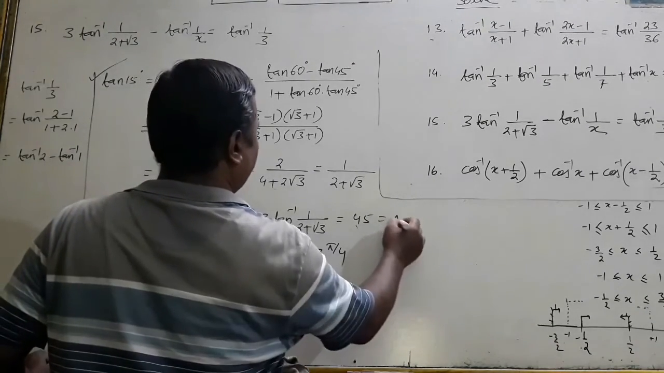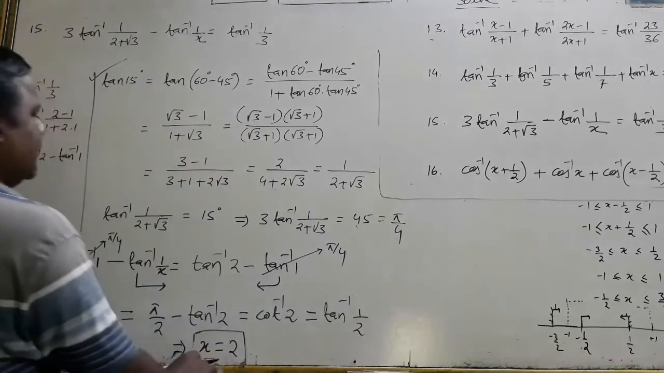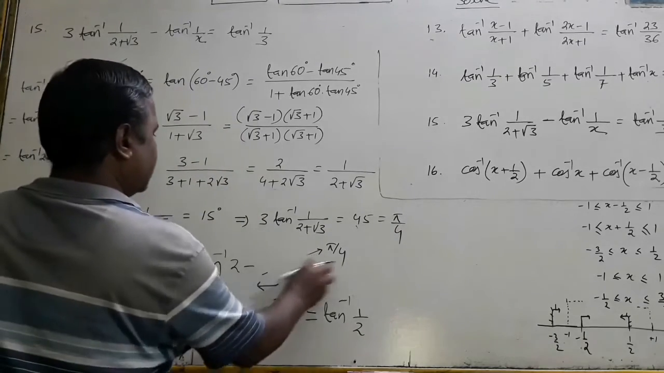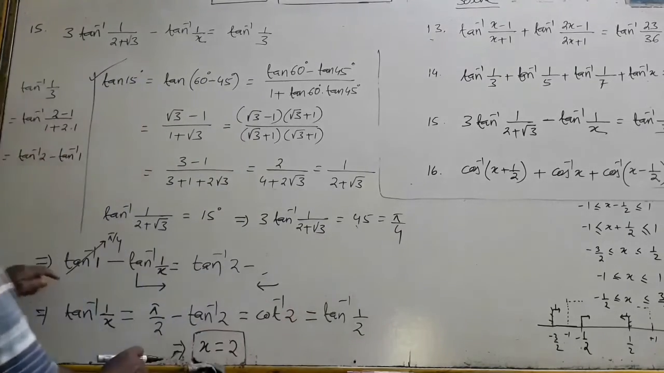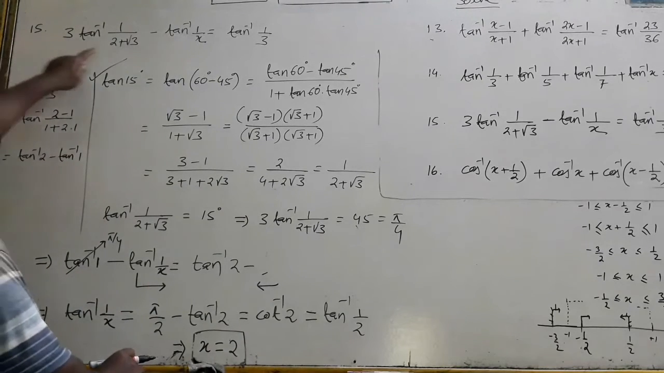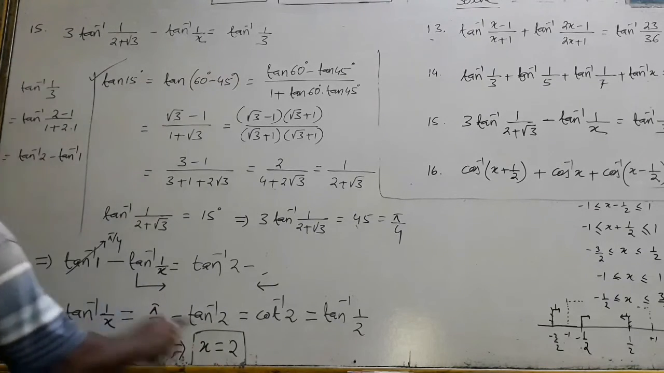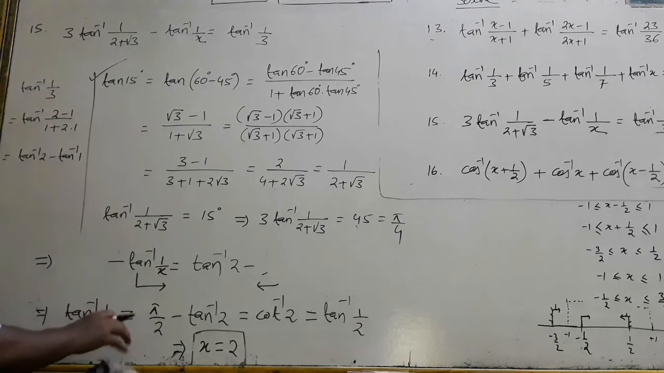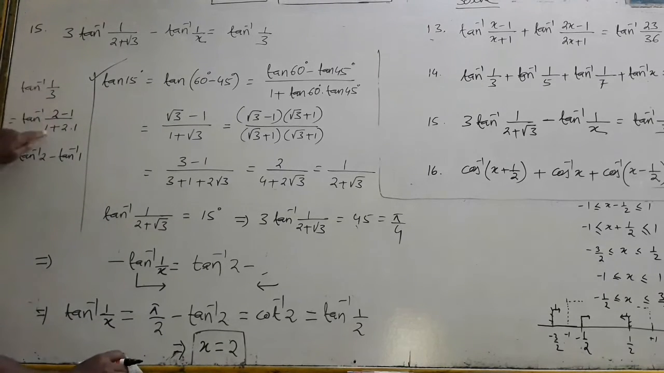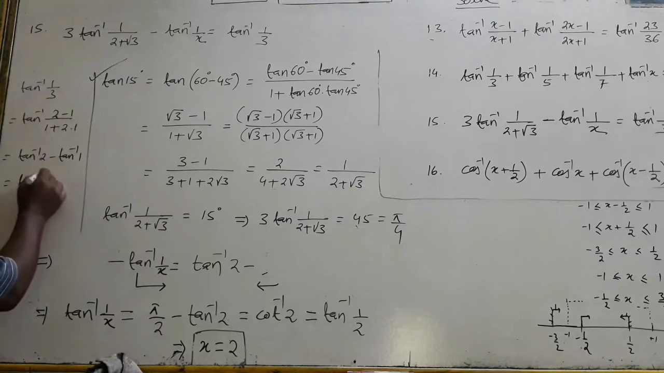Pi by 4. So I am writing here tan inverse, again tan inverse 1 by 3. It gives you what? Tan inverse 1 by 3. Look at me. Tan inverse 1 by 3, 2 minus 1, it is 1. 1 plus 2 into 1, it is 3. Tan inverse 2 minus tan inverse 1, it is tan inverse 2 minus what?